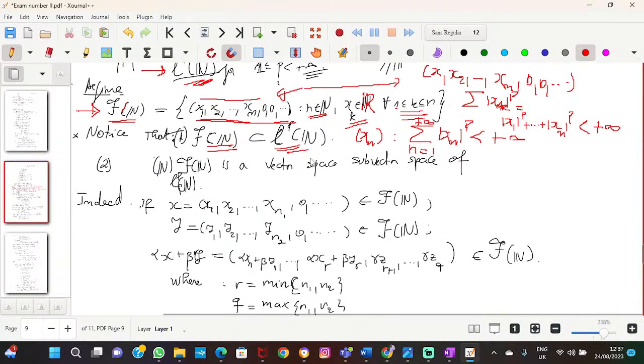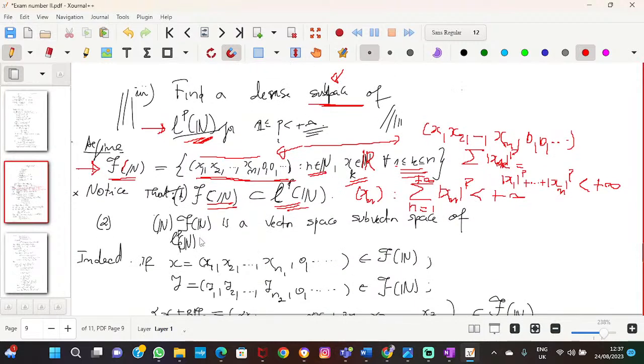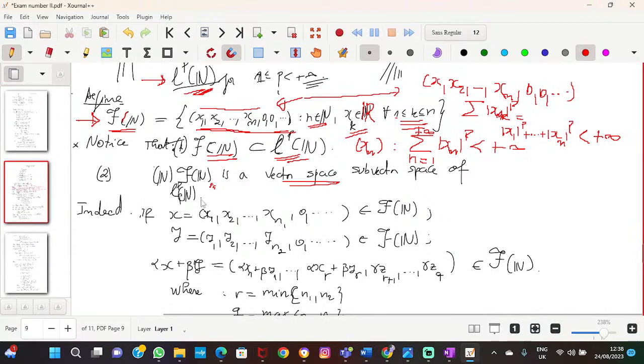Because we wanted to prove that it is not only a subset but actually a subspace, we must now prove that this is a vector space, a subspace of LP. So how to prove it? You only need to prove that if you take two elements of this set, the sum of those two elements is going to be an element of F1. And if you take an element of F1 and multiply it by a scalar, you will get another element of F1.